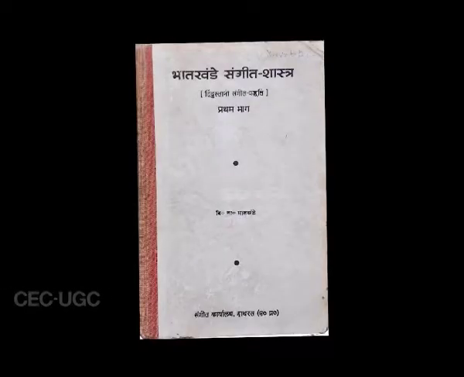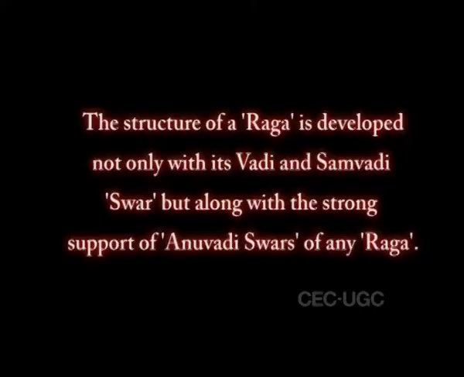The greatest musicologist of the modern age, Pandit Vishnu Narayan Bhatkhande, has mentioned in his Bhatkhande Sangeet Shastra, Part 1, that as the kundan is to diamond and enhances the beauty of a diamond when added to it, so is the role of Anuvadi notes, which enhance the beauty of Vadi and Samvadi notes. Thus we can say the structure of a rag is developed not only with its Vadi and Samvadi Swar, but along with the strong support of Anuvadi Swar of any rag.